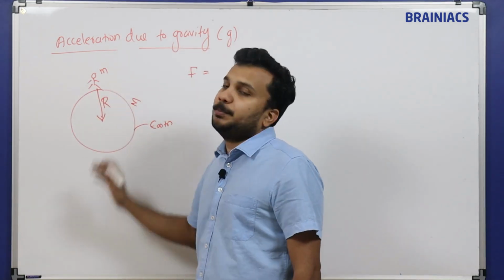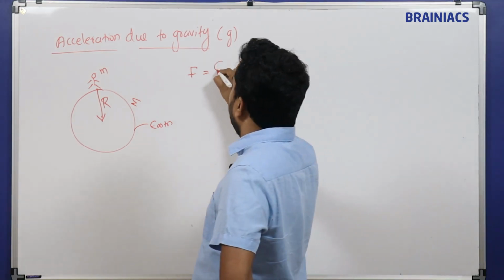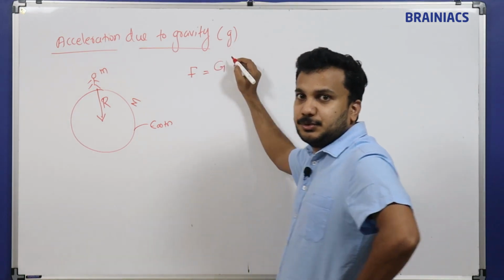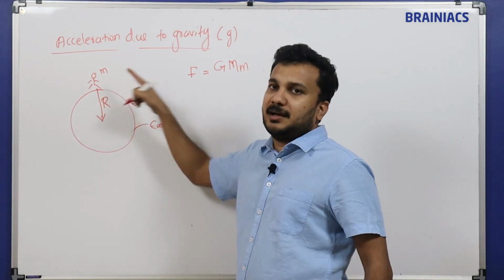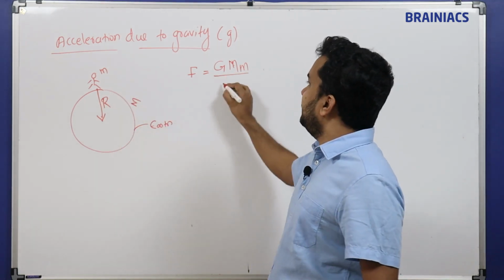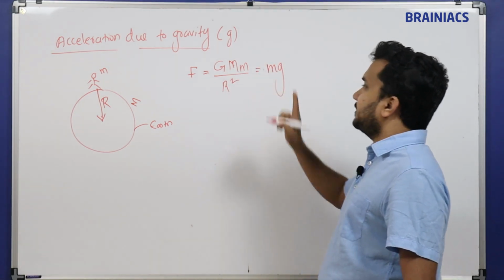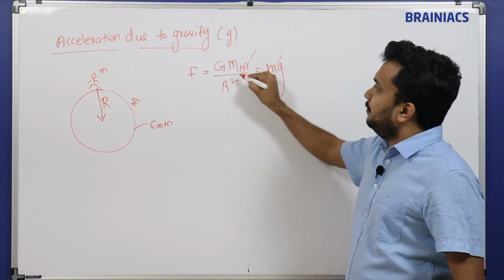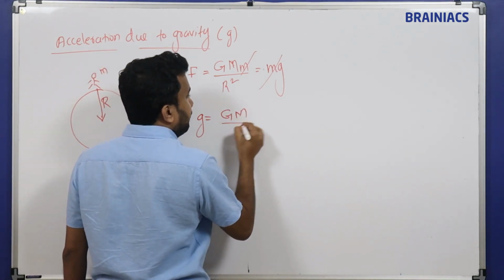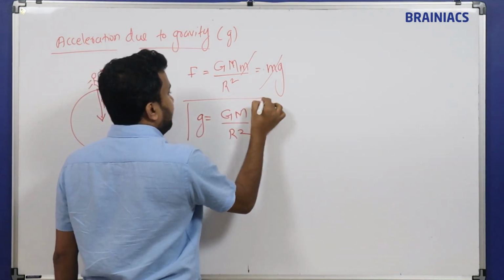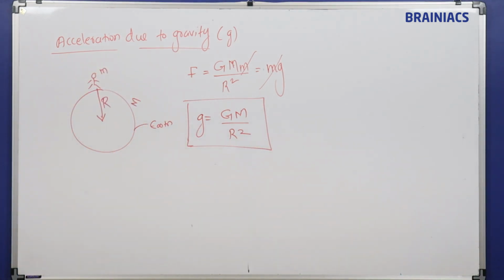What is the force between two particles? Newton's law of gravitation. What kind of force is that? Attractive force. So F is equal to G M1 M2, that is, M into small m, the two masses of the earth and my body, divided by the distance between them, r square, is equal to the weight of the body, force equals mass into acceleration, mg. The small m gets cancelled. You get one term which is called g. g is equal to GM divided by r square. Very, very important. So g is equal to GM by r square.